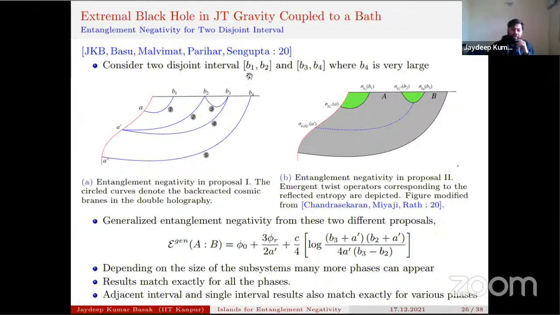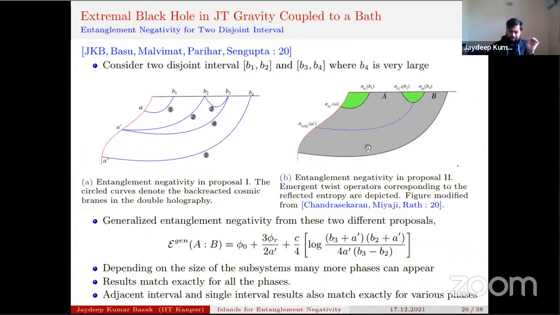One is from B1 to B2, this one, which can be named as A, and B3 to B4, which is this one, which can also be named as B. And then we try to compute negativity from both the proposals. And what we get is the answer, this one, written here. So both the proposals are giving the same answer.